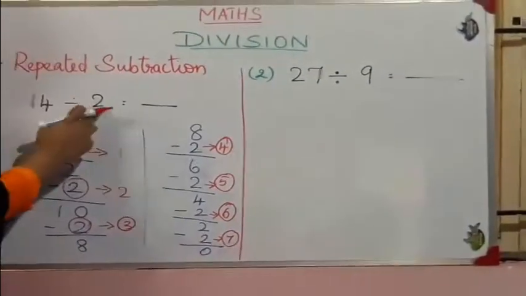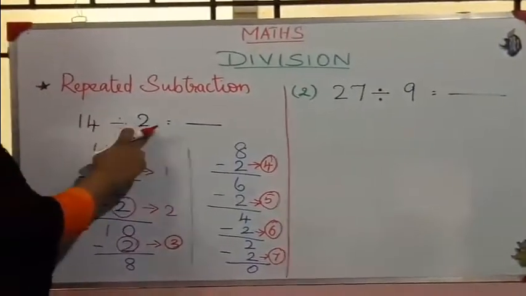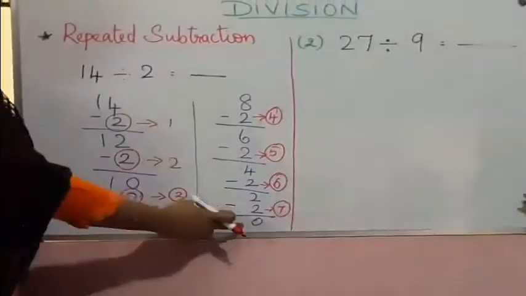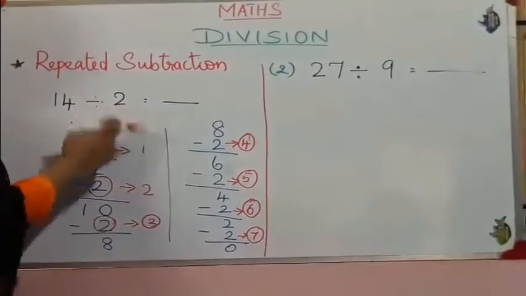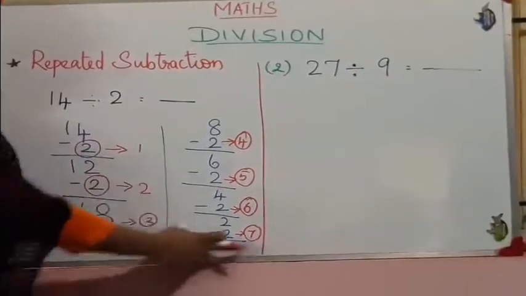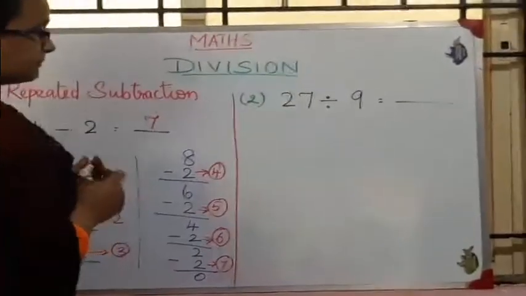When you subtract the divisor from the dividend till you get 0, you have to count how many times you have subtracted the divisor. So it is 7 times. The answer is 7.